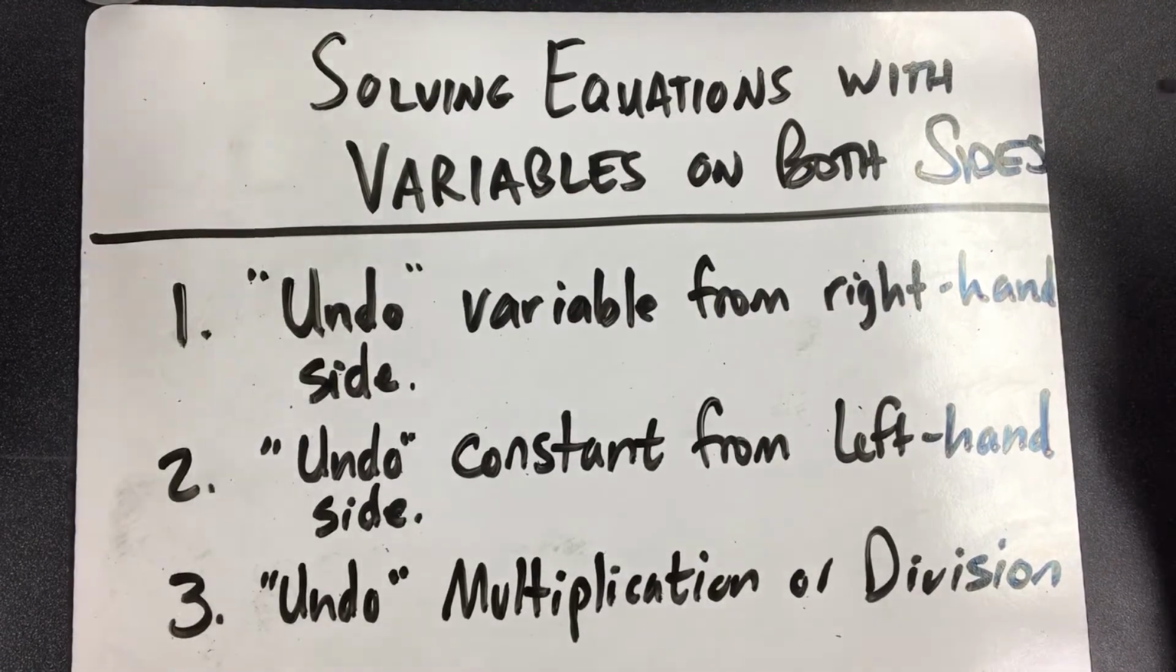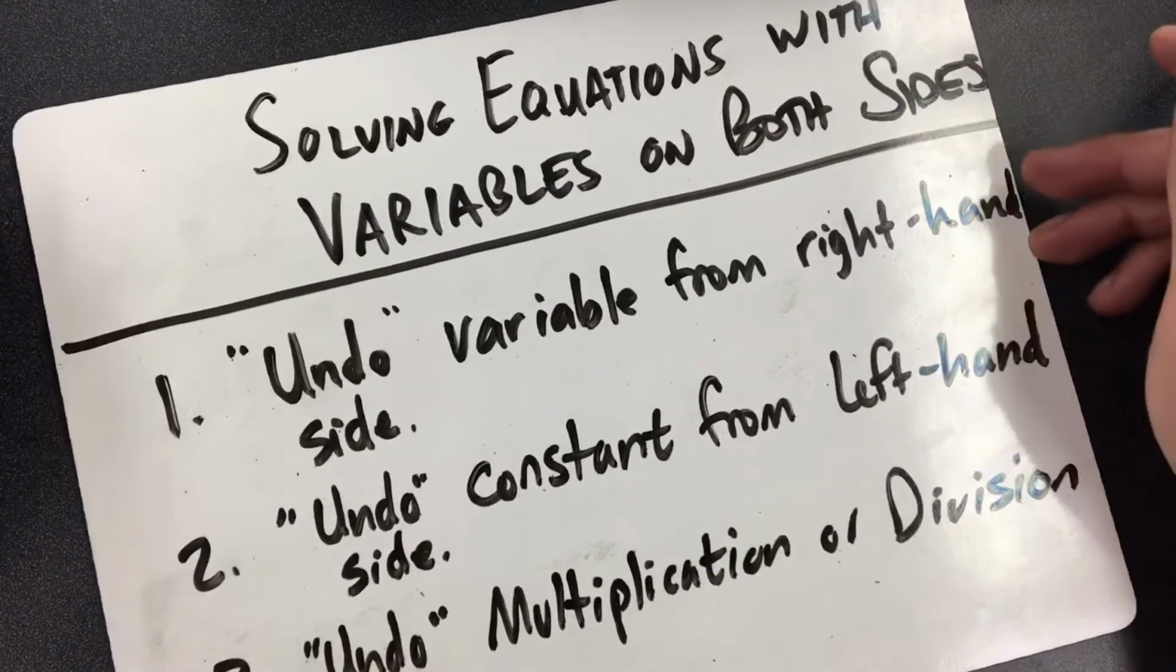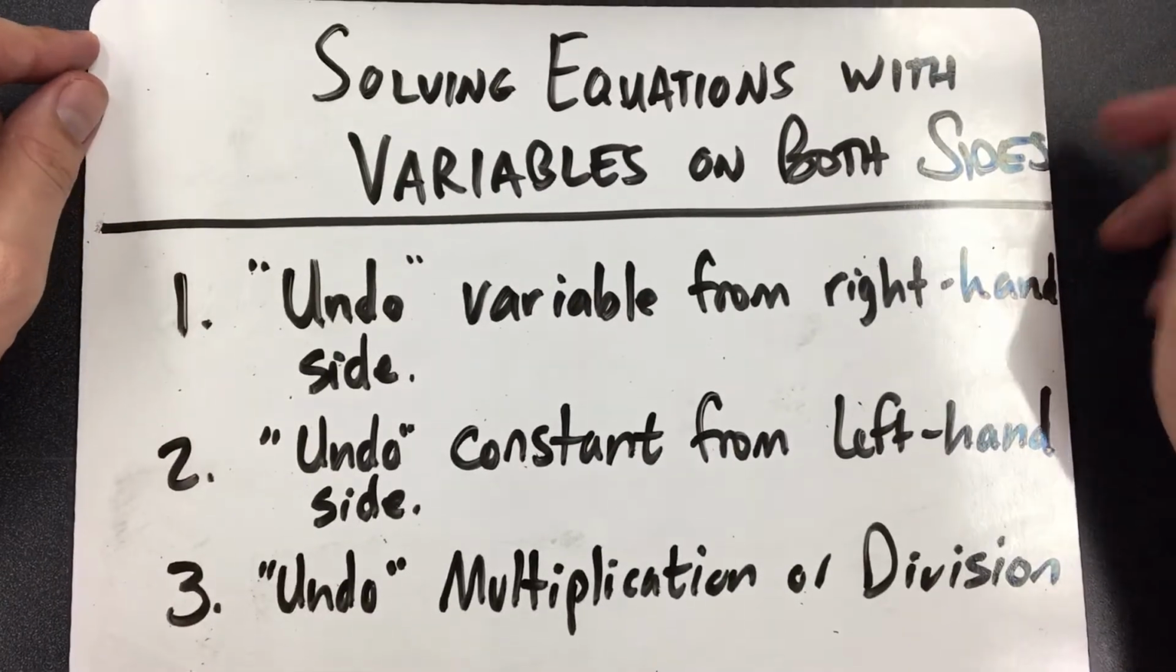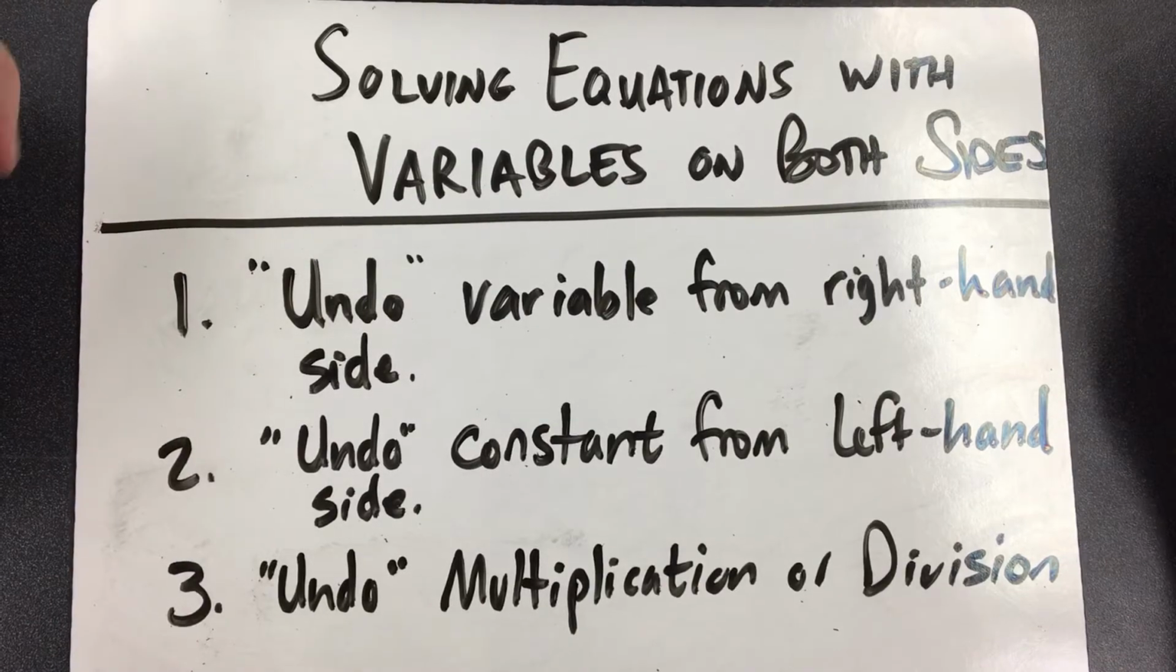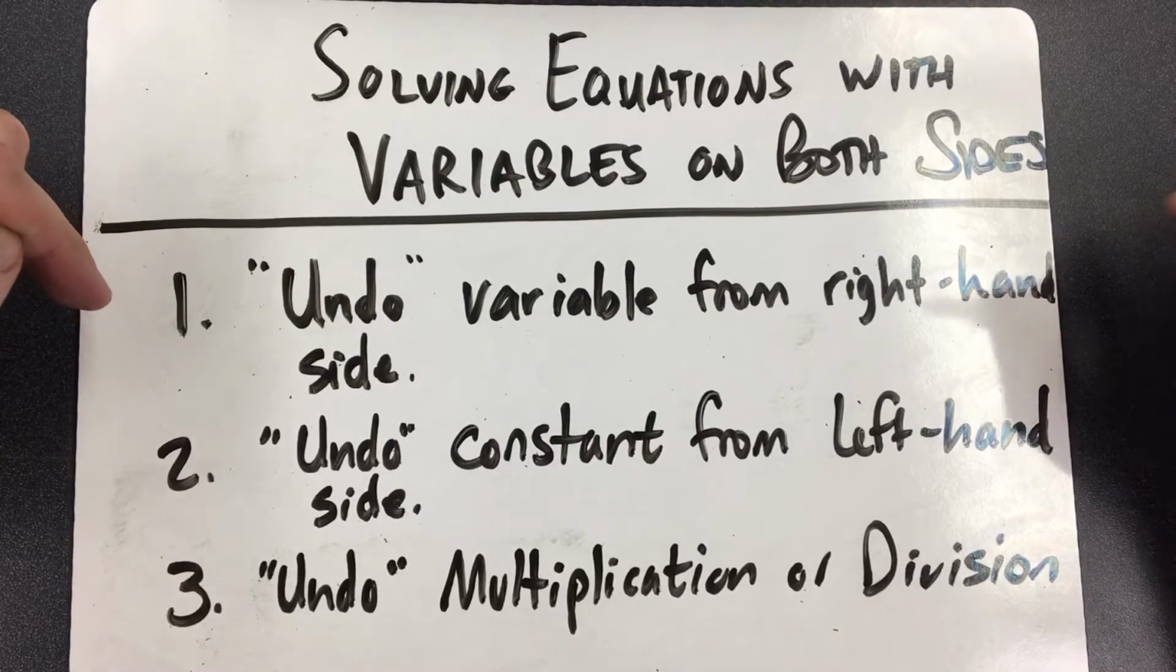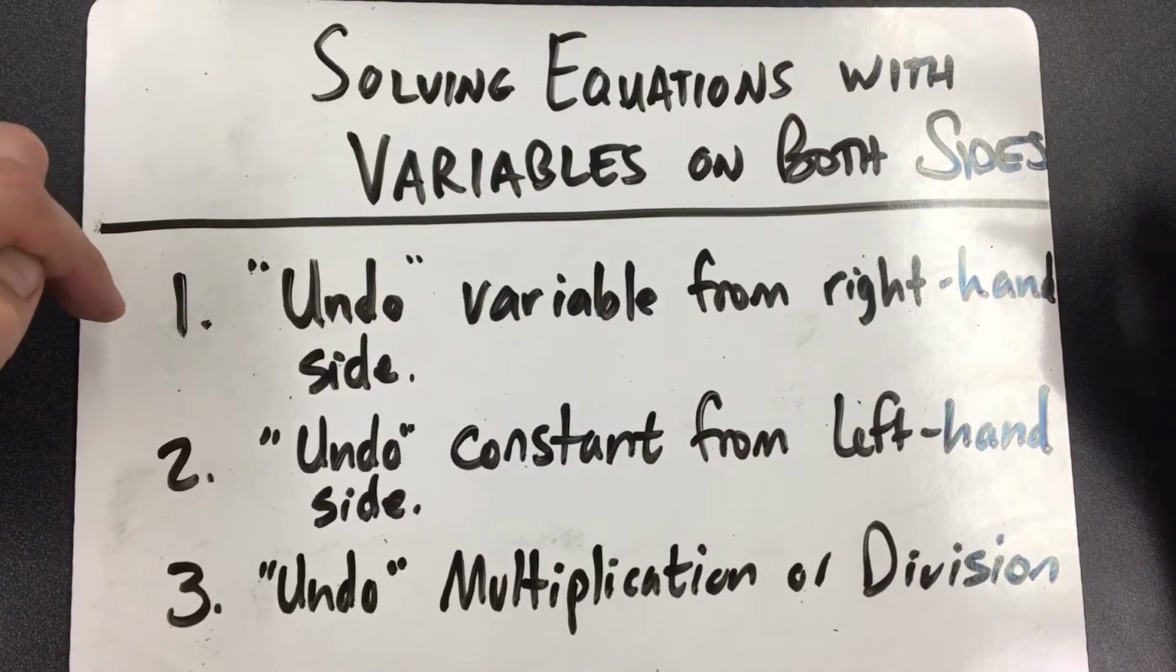So here are the steps that I like to follow in order to solve these. Now there are alternate ways to solve these, and that is fine, but this is the way that I feel is the most consistently going to give you an easy time solving the problem. Step one, I want to undo the variable from the right-hand side of the equal sign. I'll show you what that means in a second.